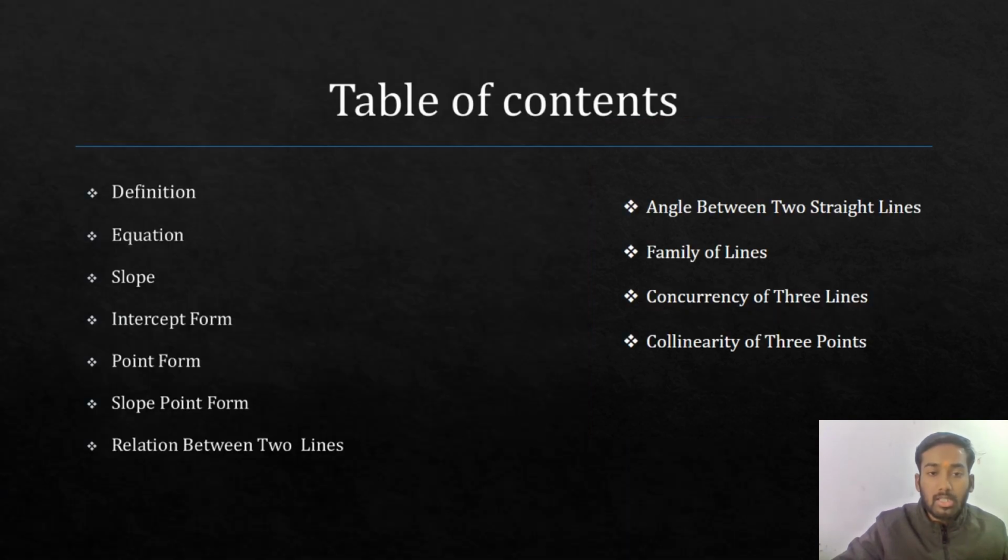So the table of contents. What we are going to study in this topic is the definition of a straight line, equation of a straight line, slope of a straight line, intercept form of a straight line, point form of a straight line, slope point form of a straight line, relation between two lines, angle between two straight lines, family of lines, concurrency of three lines, and the last topic is collinearity of 3 points.